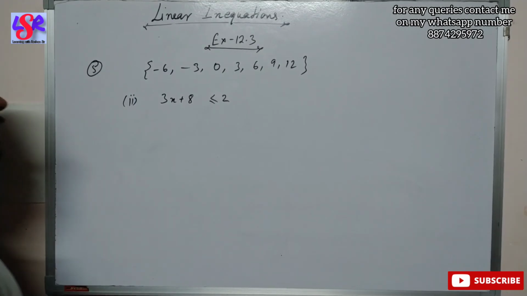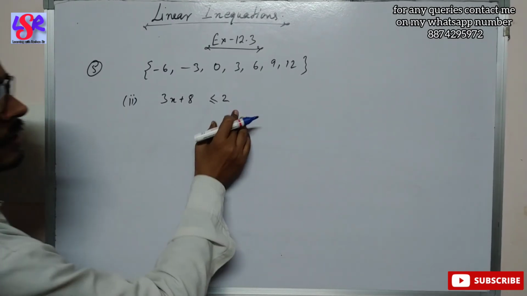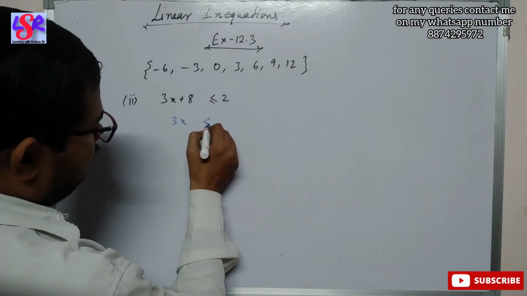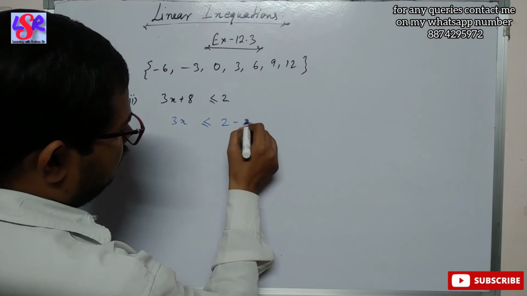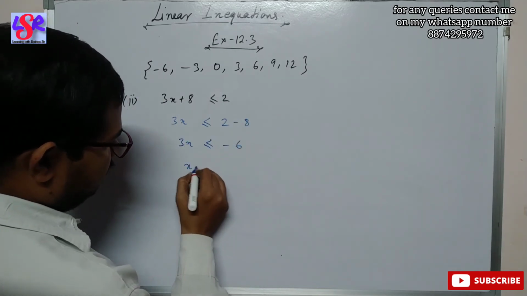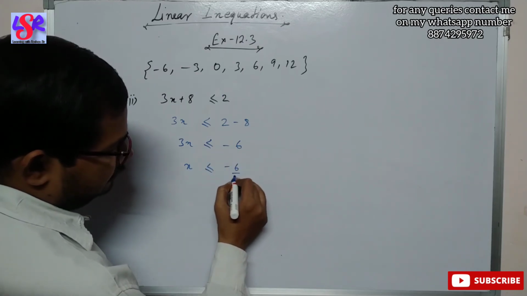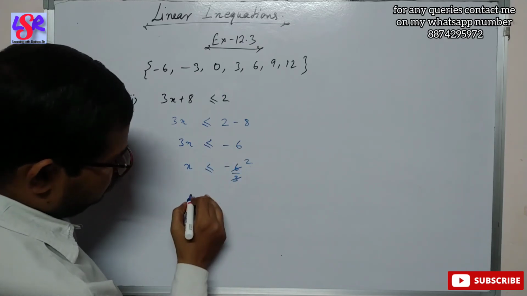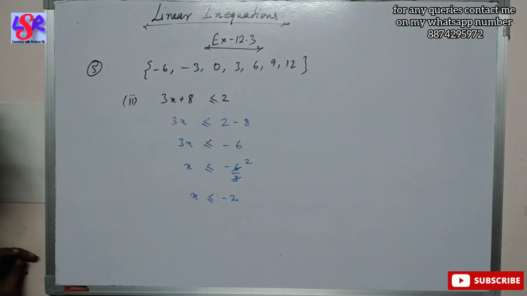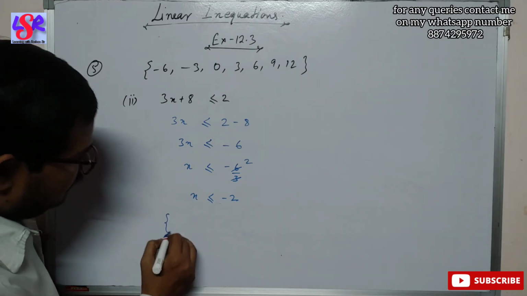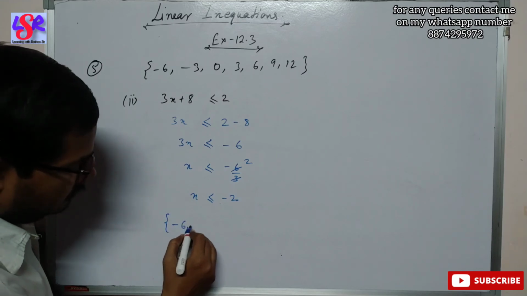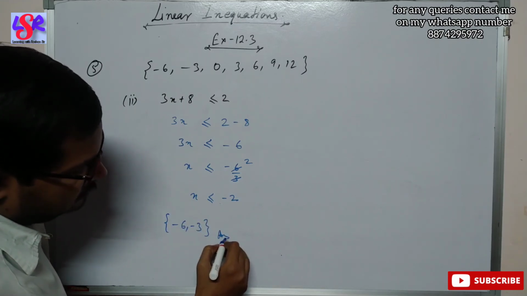Now let's see the second part. Here we are having 3x plus 8 is less than equals to 2. So here we can write this one as 3x less than equals to 2 minus 8 and this will be 3x less than equals to minus 6 and it will be x less than equals to minus 6 upon 3 और इसको cancel out करने पे हमारे पास आता है 2. So x is less than equals to minus 2. So यहाँ से हम लोग less than equals to minus 2 लेंगे. So we are having the solution set with minus 3 and minus 6. So minus 6 comma minus 3 is the answer for this part.